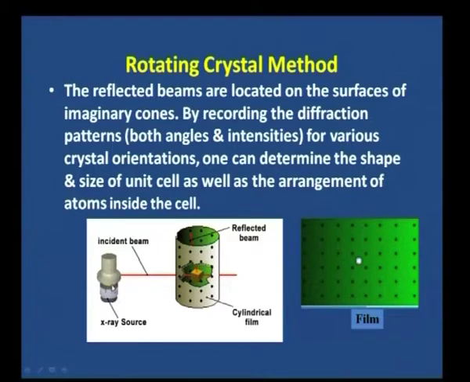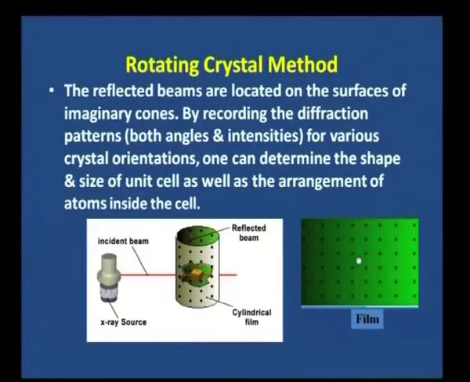You have the incident beam, the cylindrical film, and the single crystal kept here. The reflected beams are located on the surfaces of imaginary cones. By recording the diffraction patterns, both angles and intensities coming from various crystal orientations, one can determine the shape and size of the unit cell as well as the arrangement of atoms inside the cell. The arrangement of atoms inside the cubic cell or hexagonal close packed cell, and the lattice parameters, all these things can be obtained.